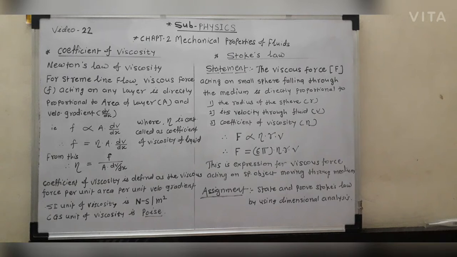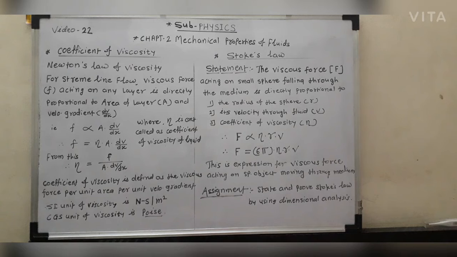The SI unit of viscosity is Newton second per meter square. From this formula we can find this SI unit, Newton second per meter square. The CGS unit of viscosity is the dyne second per centimeter square, which is known as a poise, P-O-I-S-E. This is the CGS unit of viscosity, which is called a poise. In an MCQ, if asked the CGS unit of viscosity is dash, that is the poise.